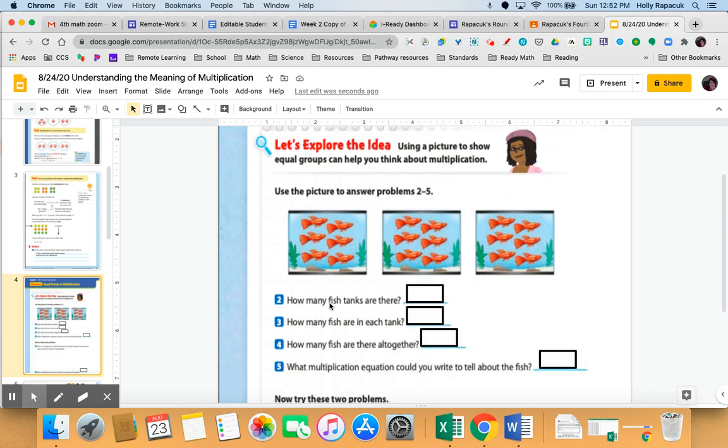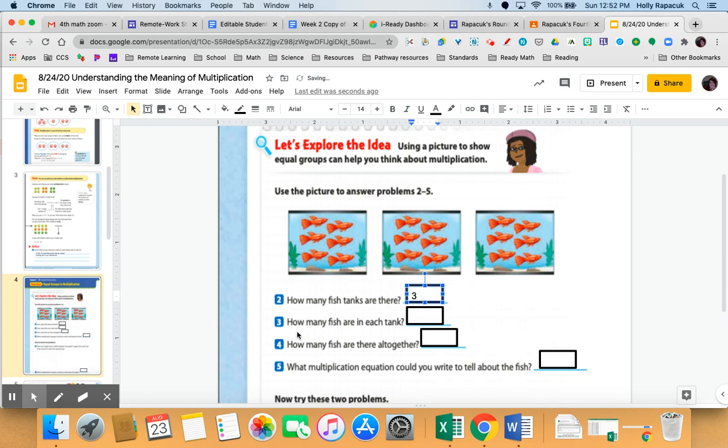Okay, so there are fish. How many fish tanks are there? Well, I'm going to say 1, 2, 3. So I'm going to put 3. How many fish are in each tank? So this one means that I have to count how many fish are in the tank. I have 1, 2, 3, 4, 5, 6. There are 6 fish in each tank.